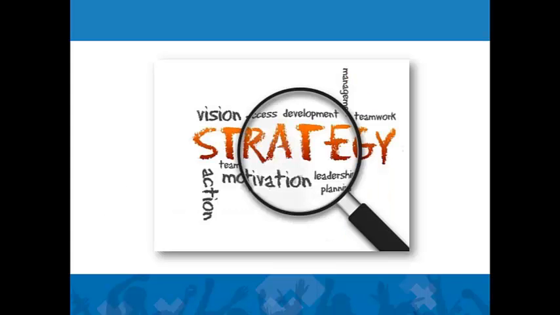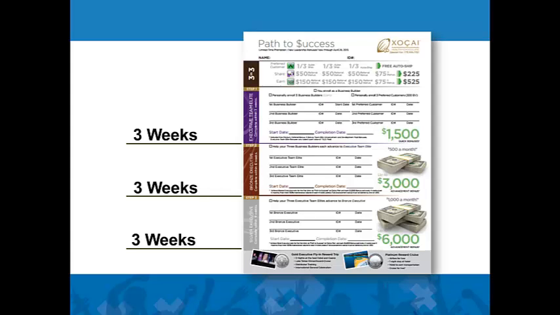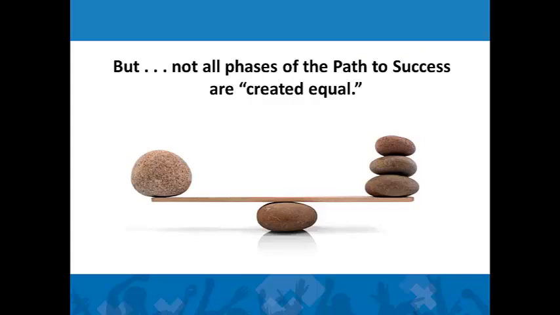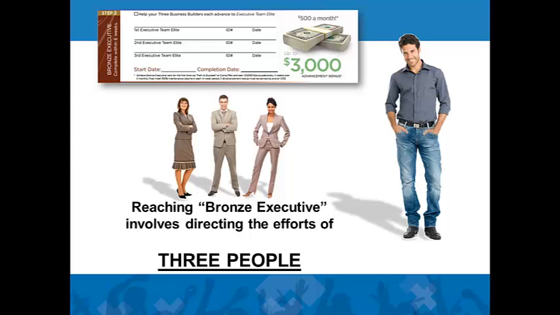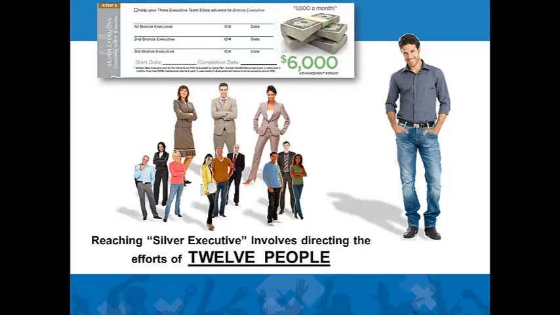Now there's a strategy to all this. I'm sure you might have been thinking about this as we go along. You have 3 weeks for each phase of the path to success. But not all phases of the path to success are created equal. If you think about it, reaching Executive Team Elite involves the efforts of only one person, you. Going bronze involves you directing the efforts of 3 other people. And going silver involves you guiding and directing the efforts of 12 other people.